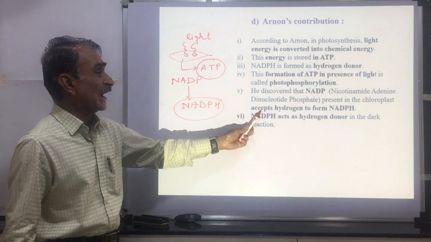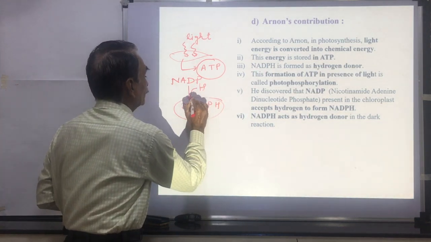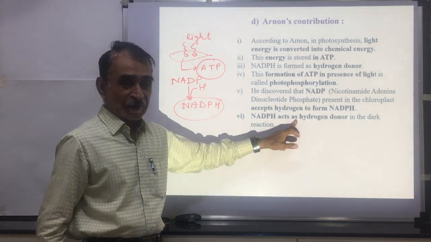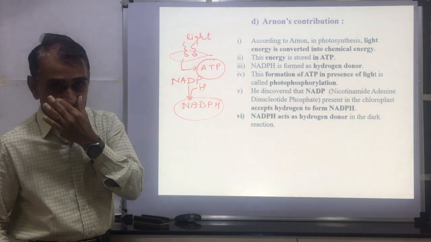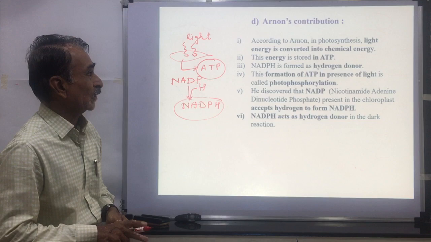NADP accepts hydrogen, and when hydrogens are added, it is converted into NADPH. NADPH acts as a hydrogen donor in the dark reaction, the next step of photosynthesis, for the reduction of CO2.